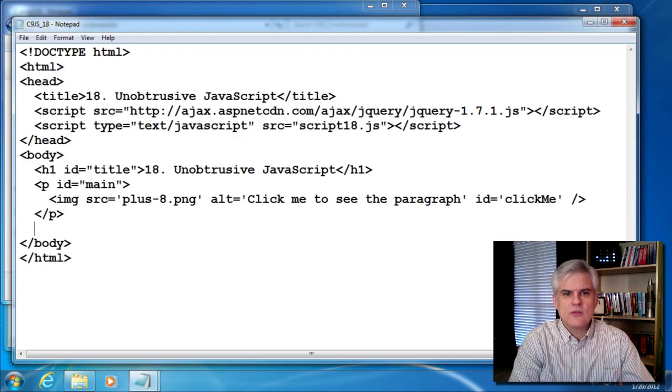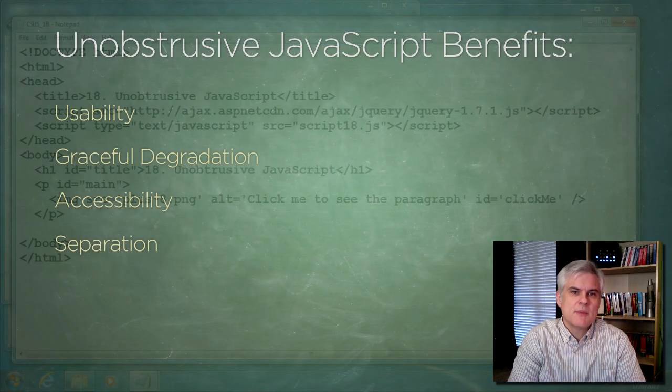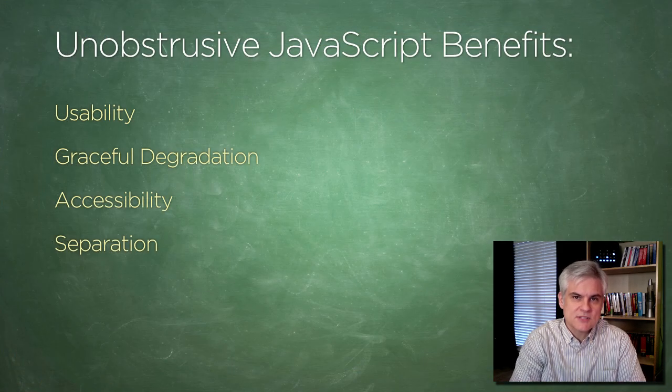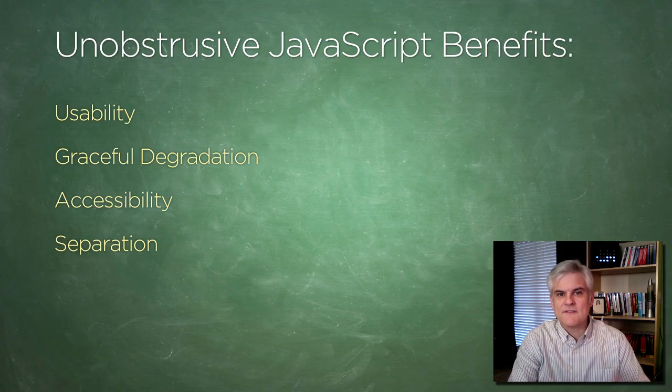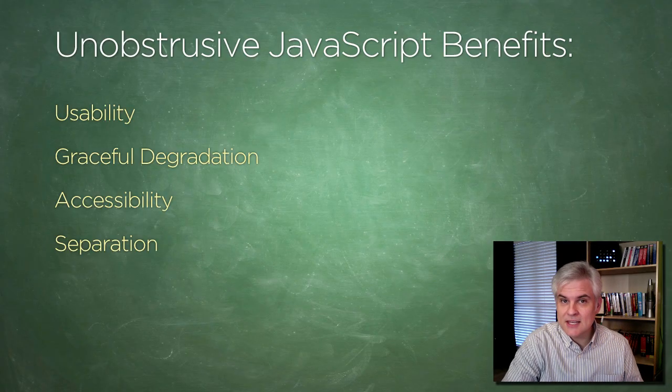There's a group called the Web Standards Project, and they describe 4 benefits of writing unobtrusive JavaScript. The benefits are usability, graceful degradation, accessibility, and separation. Usability is in regards to the fact that the script shouldn't call attention to itself. It should just work. Users should be using it without even thinking about it.